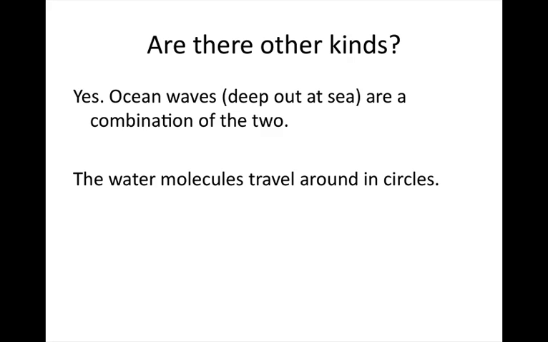So are there other kinds of waves? Well, yes, there are. Ocean waves, deep out at sea, have a combination of the particles moving in the same direction as the wave and perpendicularly. The water molecules actually move around in a circle as an ocean wave passes. So these aren't the only kinds of waves that we have.